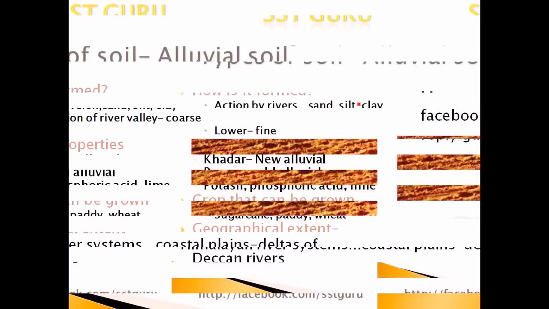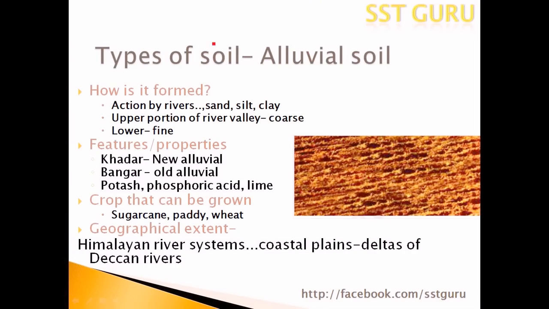Now, first of all, the most important soil of India. Why I say most important is because this is a soil in which you grow the majority of crops which you eat every day, rice and wheat. So that soil is alluvial soil. Why alluvial soil is so important is because you can grow literally all the major cash crops in that.